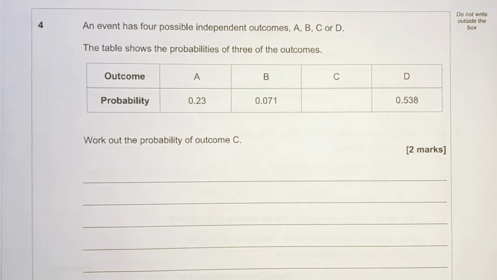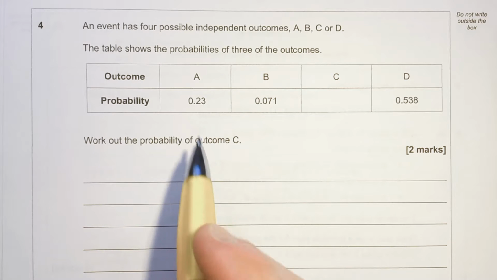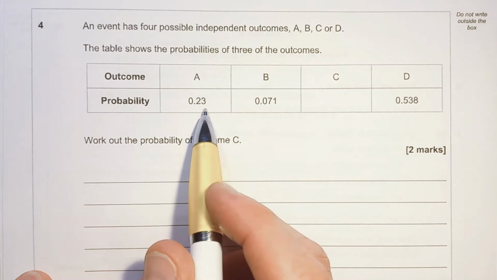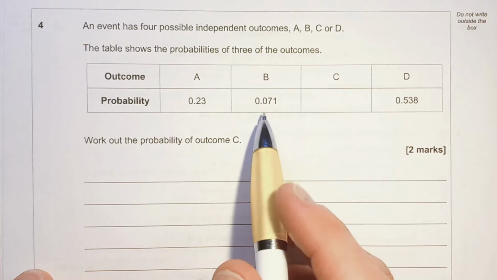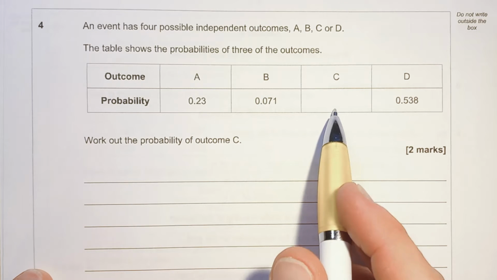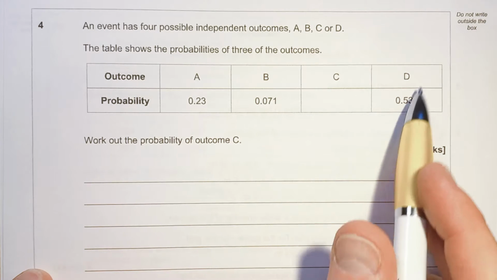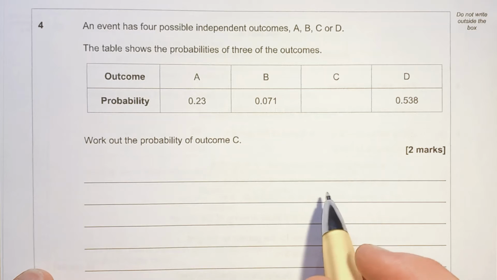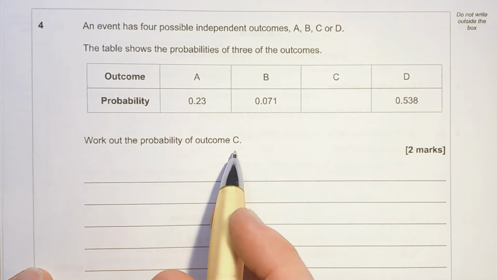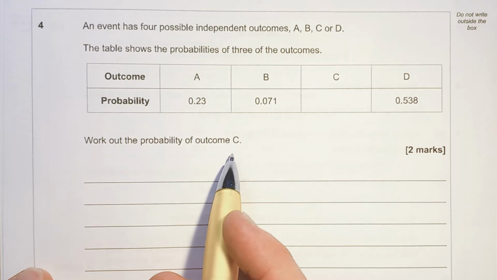Question 4. An event has 4 possible independent outcomes: A, B, C, or D. The table shows the probabilities of 3 of the outcomes. So we've got the probability of A happening is 0.23. Probability of B is 0.071. We don't know the probability of C. And the probability of D is 0.538. Work out the probability of outcome C.